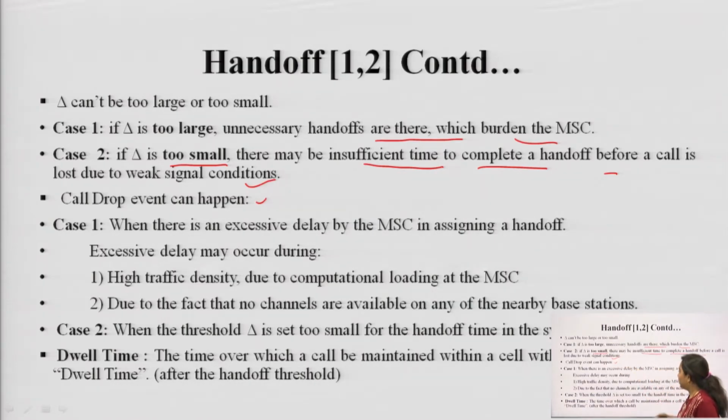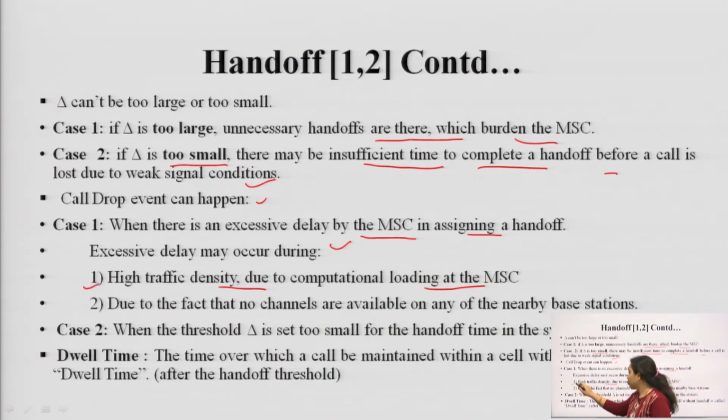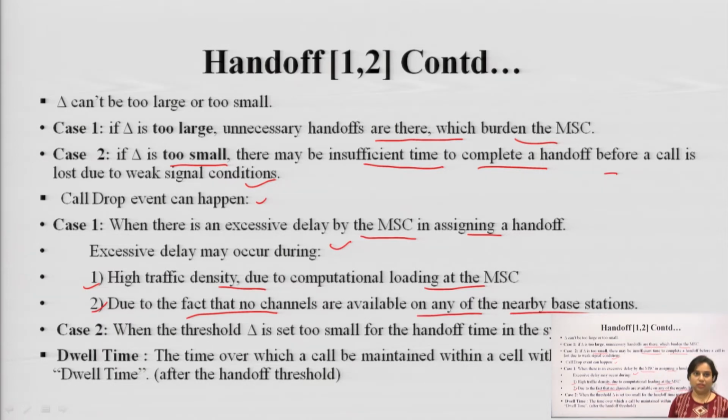So, case 1, when there is an excessive delay by the MSC in assigning a handoff, the excess delay may occur during high traffic density due to the computational loading at the MSC, and it may also occur because no channels are available on any of the nearby base stations. So, these are the two points to keep in mind when dealing with case number 1, when delta is quite large.